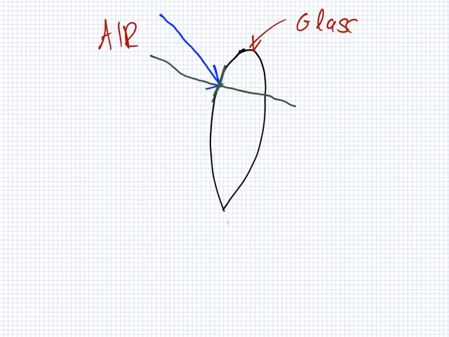The light bends, doesn't it? Does the angle get bigger or does it get smaller? Smaller. This is theta 1. So theta 2 here will be smaller.